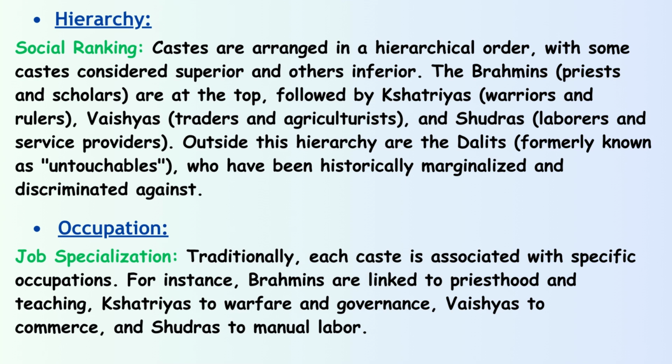Hierarchy, social ranking. Castes are arranged in a hierarchical order, with some castes considered superior and others inferior. The Brahmins, priests and scholars, are at the top, followed by Kshatriyas, warriors and rulers, Vaishyas, traders and agriculturists, and Shudras, laborers and service providers. Outside this hierarchy are the Dalits, formerly known as untouchables, who have been historically marginalized and discriminated against.